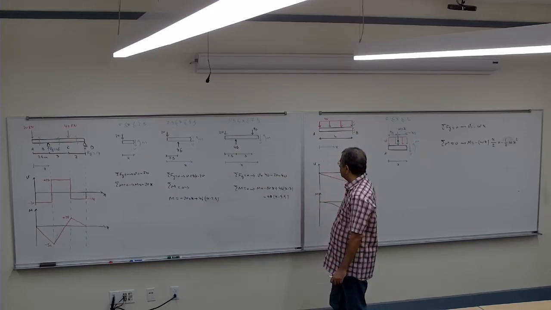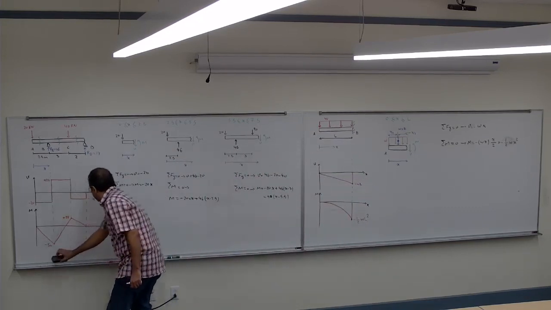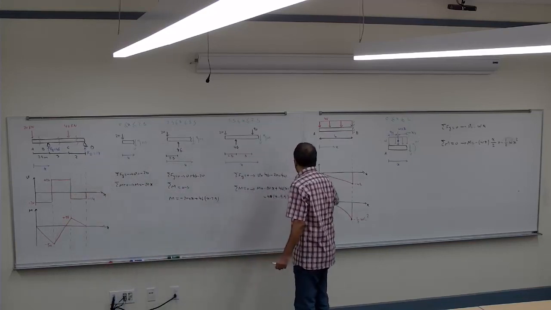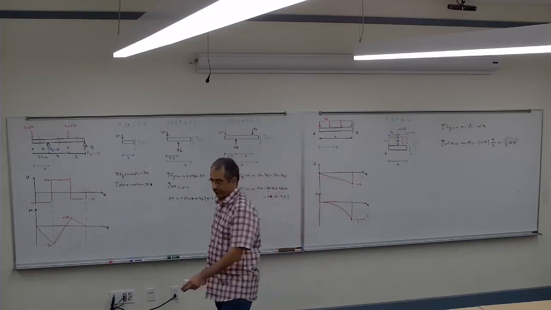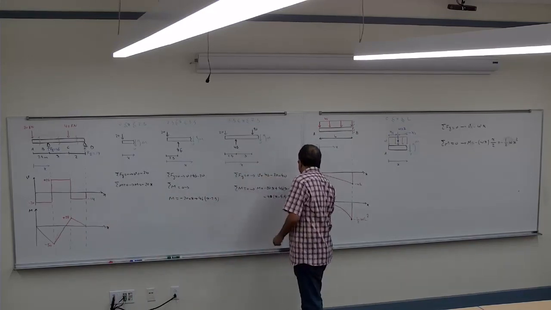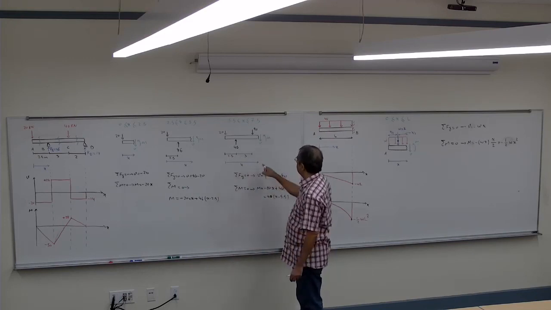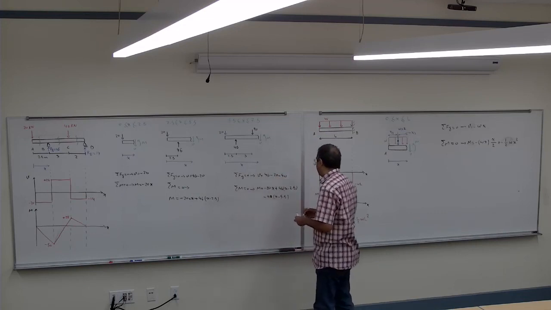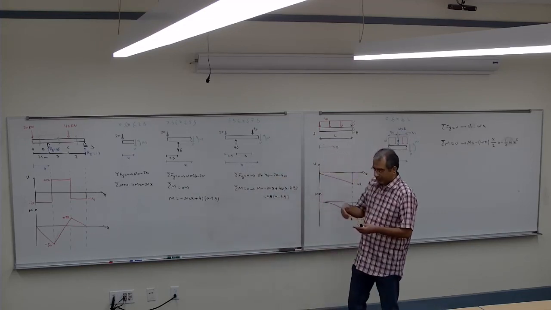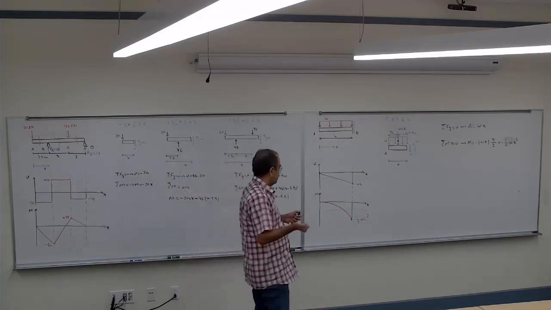46 times x minus 2.5, so it's going to be 46 times (x minus 2.5), and 40 times (x minus 5.5). So this is the way that we do it in the traditional way that we learned in statics.